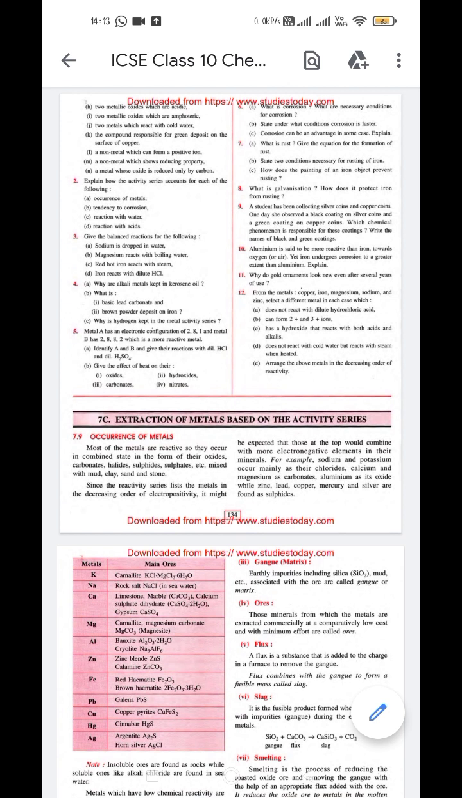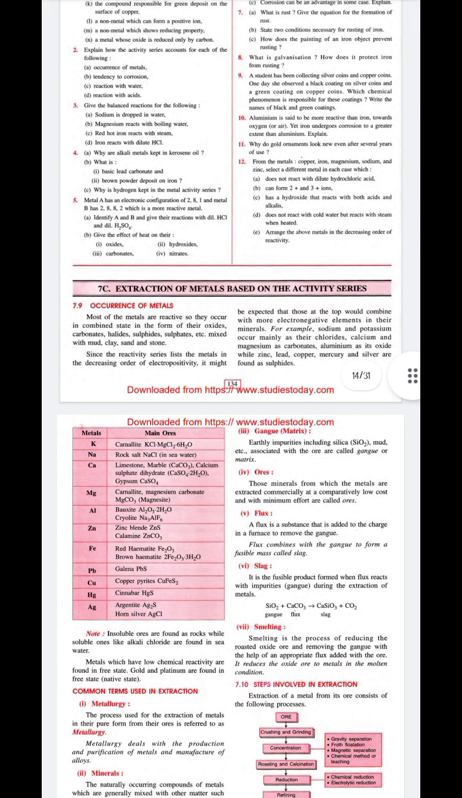In the previous chapter on electrolysis, I told you about how electrorefining is done, or how extraction of metals is done. The same thing we are going to learn in this chapter. So here we have a lot of ores given, of various metals. A few names which I am telling you, you have to remember. Questions might be asked from here.